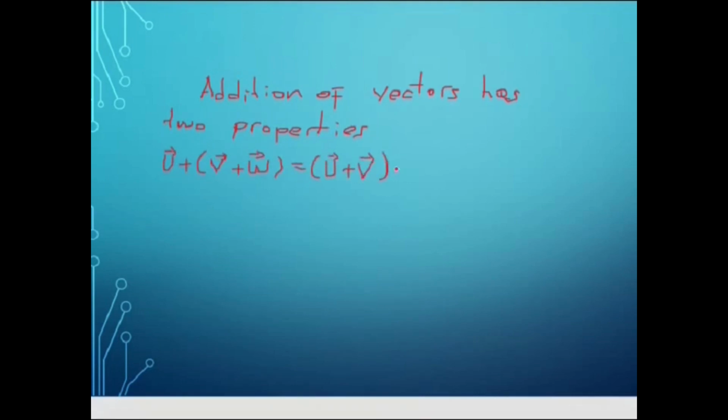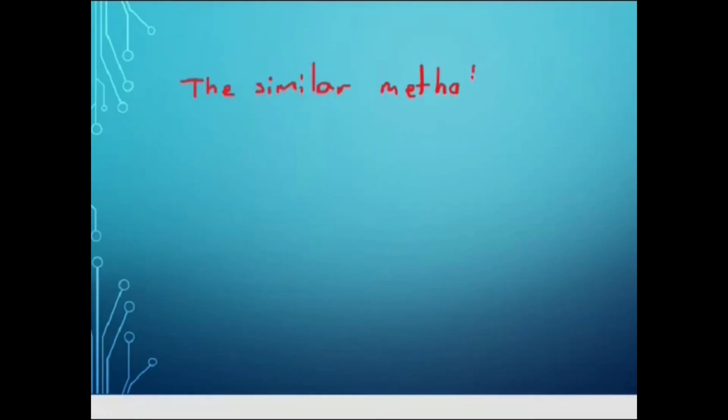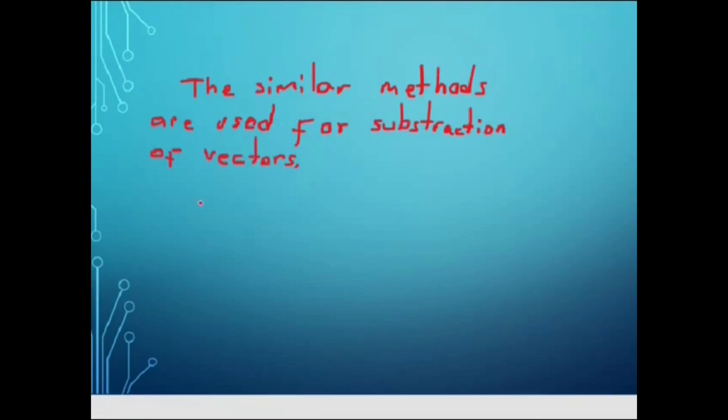Addition of vectors has two properties: associative law and commutative law. Similar methods are used for subtraction of vectors, as shown in the figure.